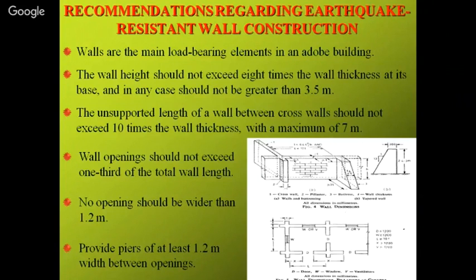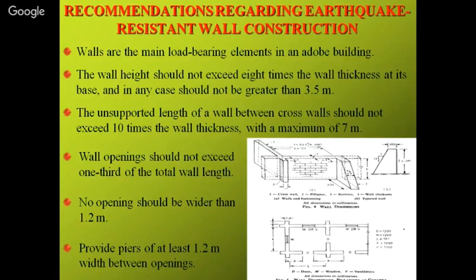In the recommendations for earthquake resistant wall construction, for the main load bearing walls, the length of the wall should not be greater than 3.5 meters. And the unsupported length of the wall between cross walls should not exceed 10 times the wall thickness, with a maximum of 7 meters. Beyond that it should not be there.